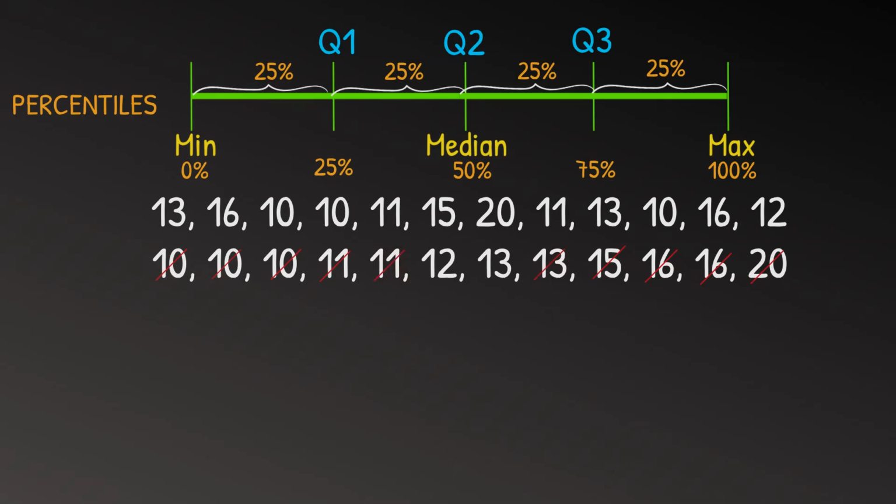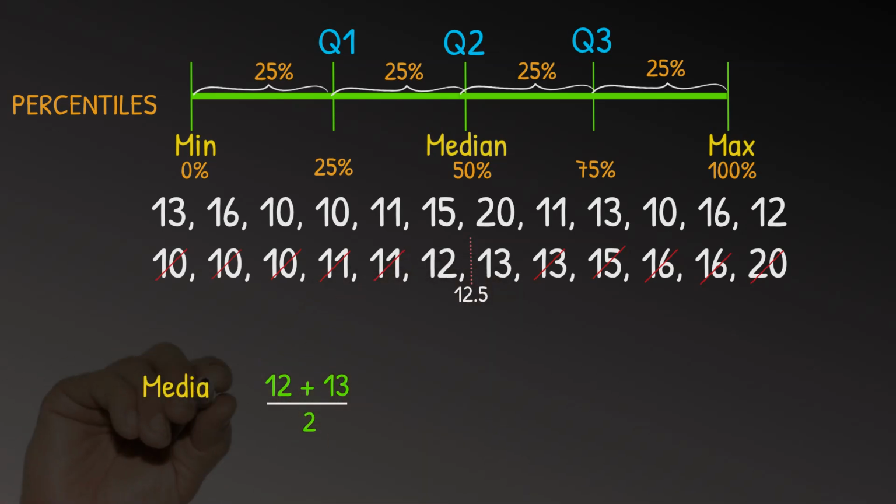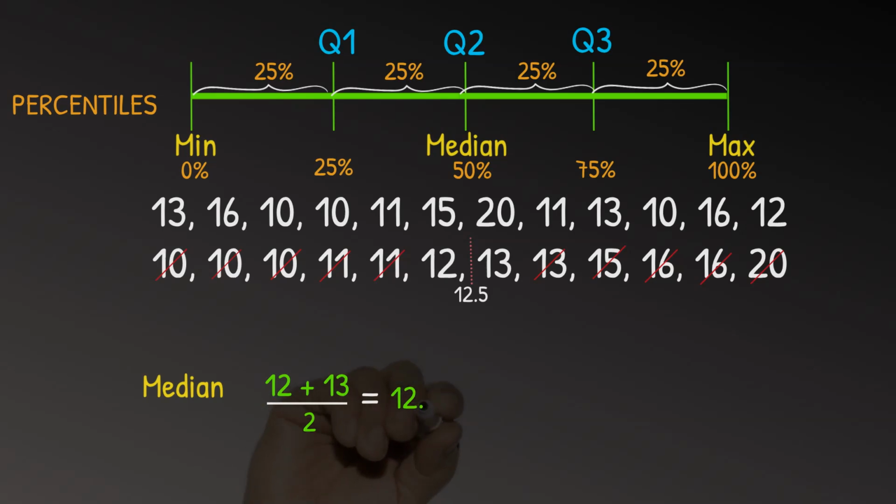So with this data set, if we cross off values until we get to the middle, we find we have 2 values at the middle. So the median is going to be the number in the middle of these 2 numbers, or the average. So we add them together, 12 plus 13, and divide by 2. So the median is 12.5, or Q2, or the 50th percentile.